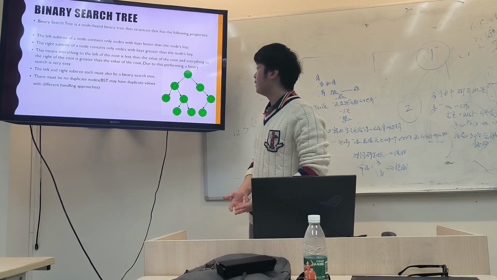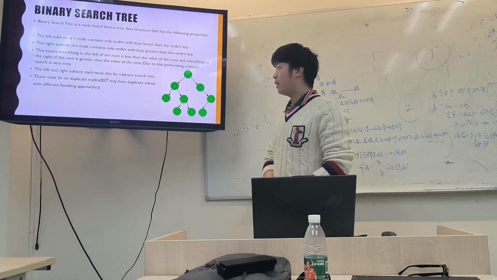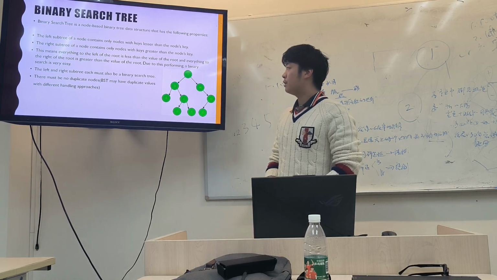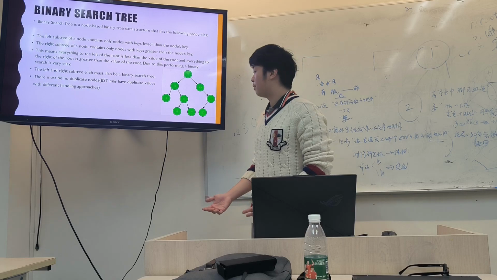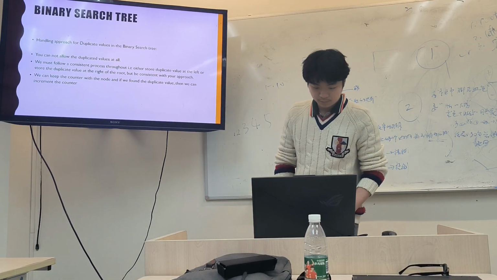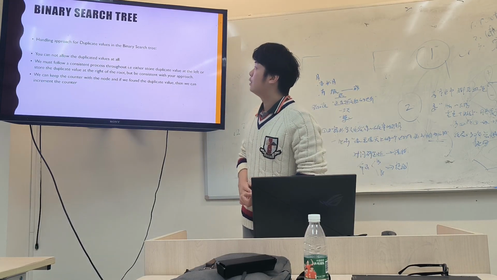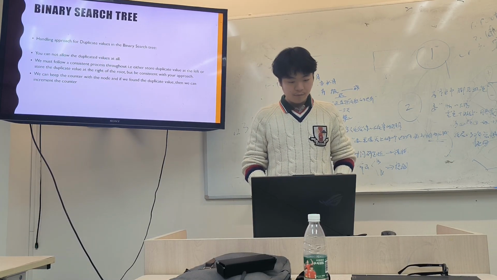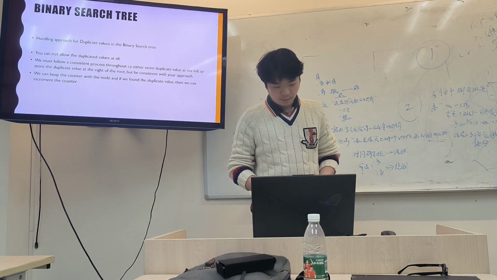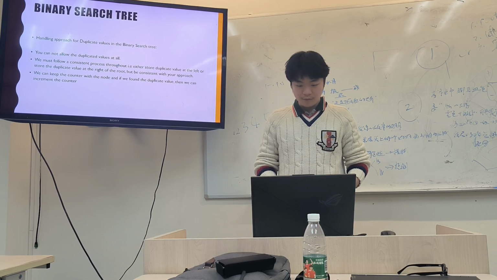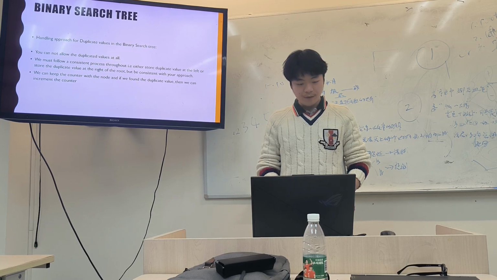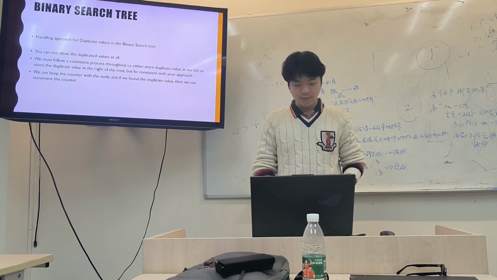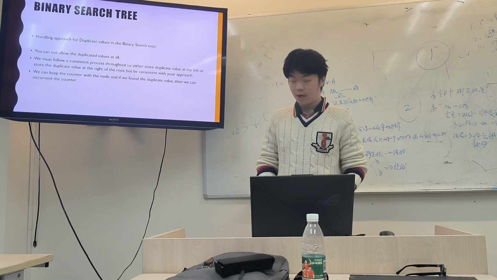Due to this property, searching in the binary search tree is very easy. The left and right subtree each must also be a binary search tree, and there must be no duplicate nodes. A BST may have duplicate values with different handling approaches. Here are the handling approaches for duplicate values in the binary search tree. You can disallow duplicate values at all. Or you must follow a consistent process throughout, that is, either store the duplicate value at the left or store the duplicate value at the right of the root, but be consistent with your approach. Or we can keep a counter with the node, and if we find a duplicate value, we can increment the counter.